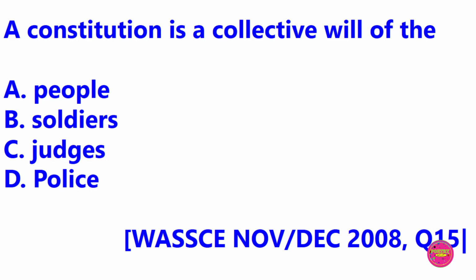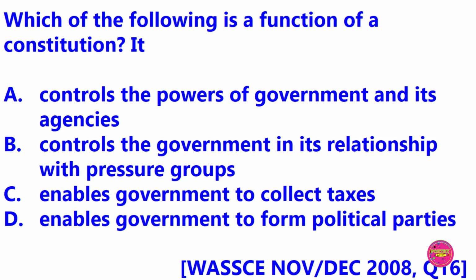A constitution is the collective will of the A. People, B. Soldiers, C. Judges, D. Police. The correct answer to this question is A. People.